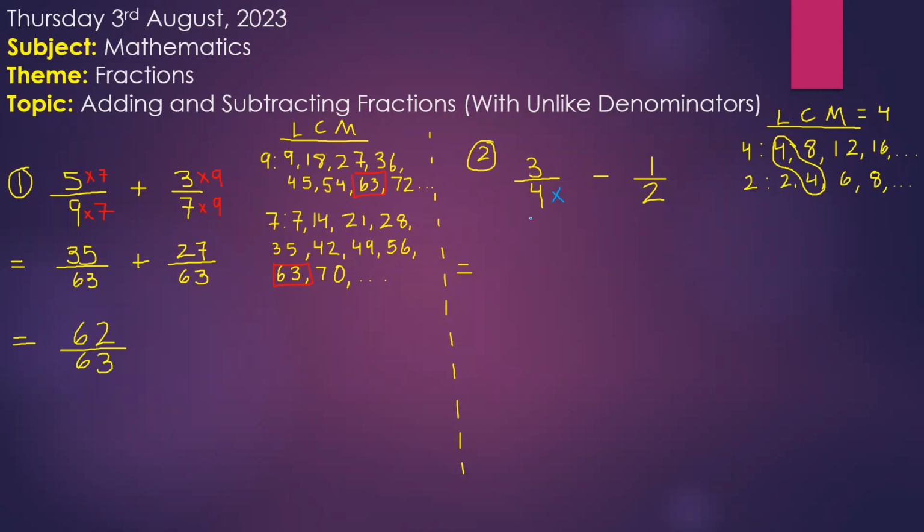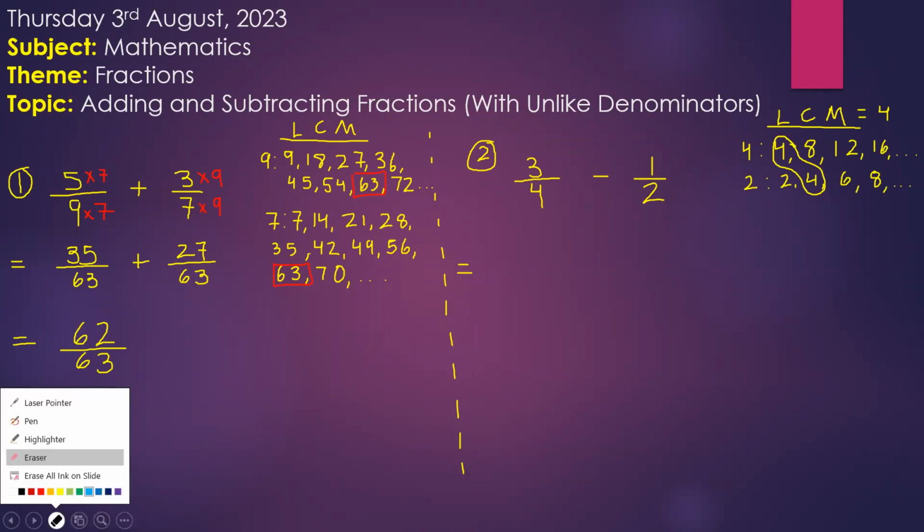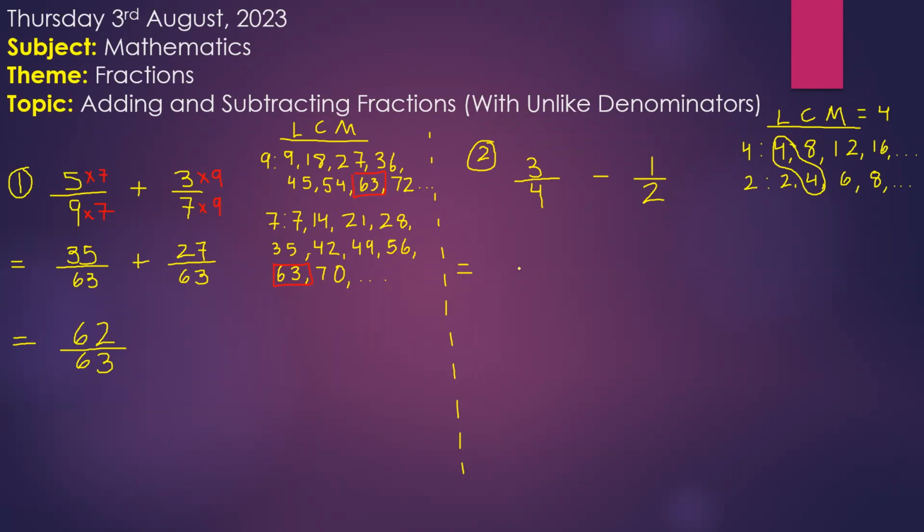All right. What we do is we times 4 times 2. Why are we doing 4 times 2? Because 2 is the bottom. What do we want the denominator to be in this case? We want it to be 4, right?